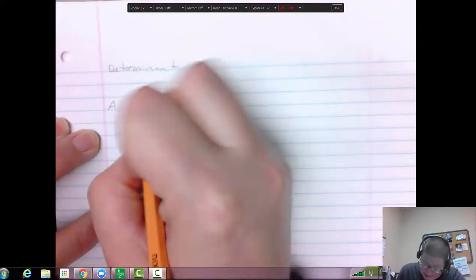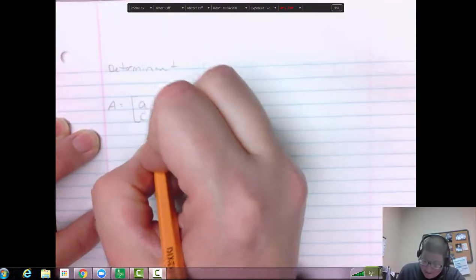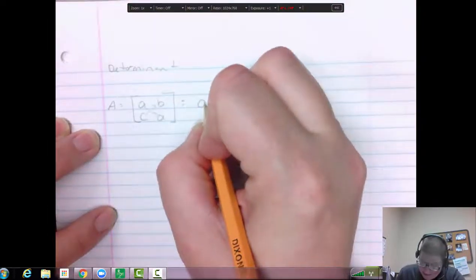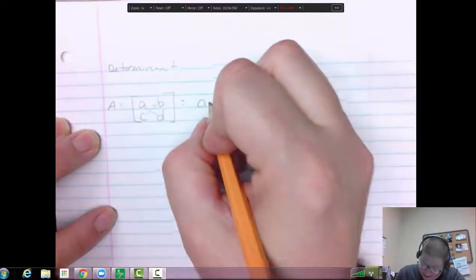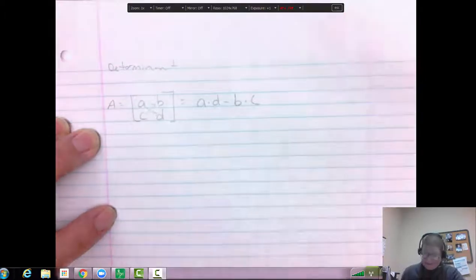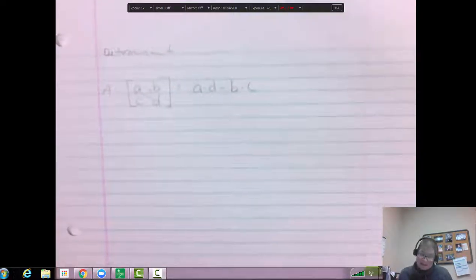A, B, C, D. And the way that we find this is we kind of like cross multiply, and then add or subtract the results. So it would go A, B, C, D. So you would go A times D, and you would subtract off B times C. And that's actually how you find that determinant. That's it. So for a 2 by 2, not so bad.